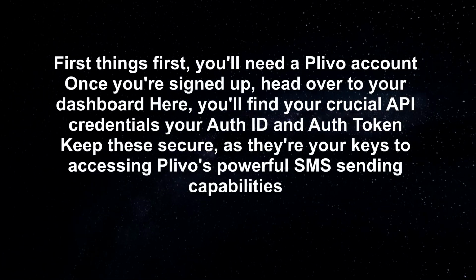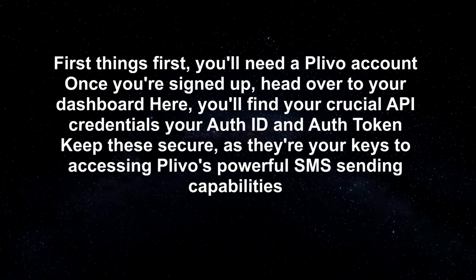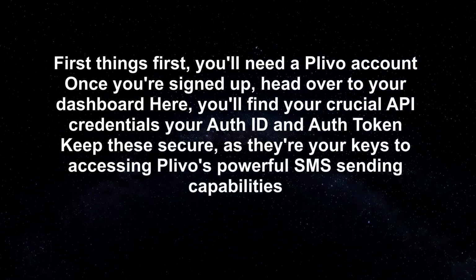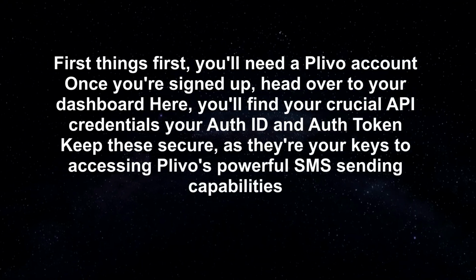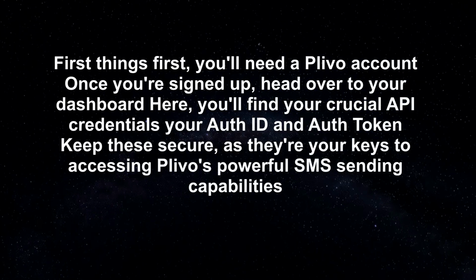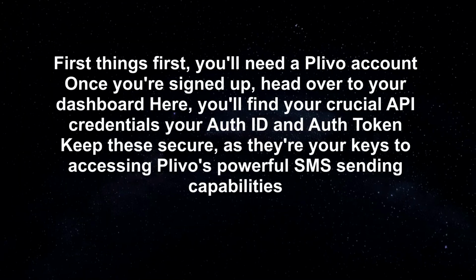First things first, you'll need a Plivo account. Once you're signed up, head over to your dashboard here. You'll find your crucial API credentials, your Auth ID and Token. Keep these secure, as they're your keys to accessing Plivo's powerful SMS sending capabilities.